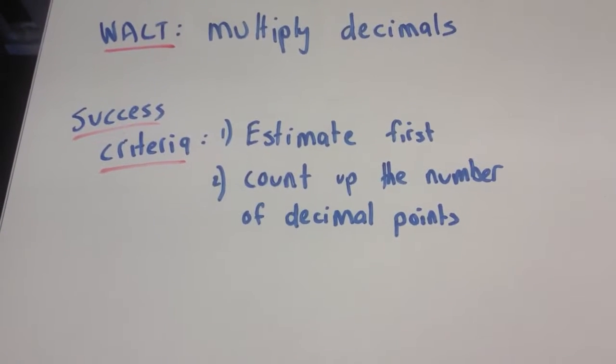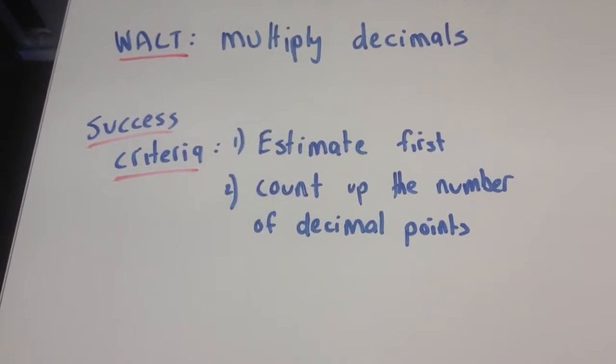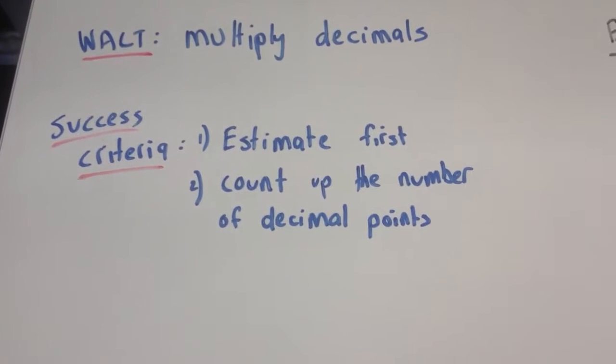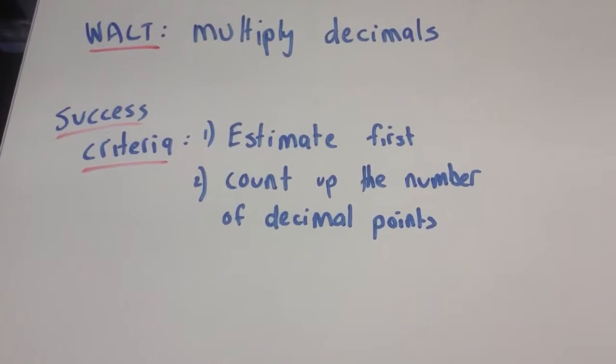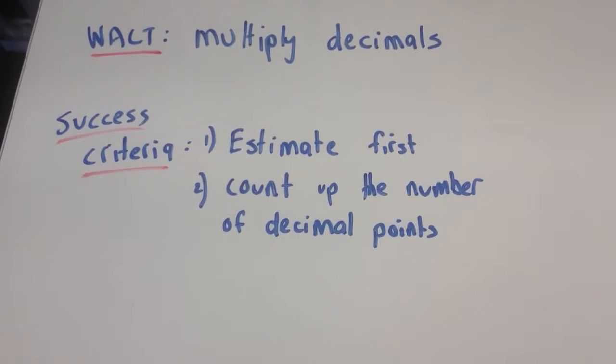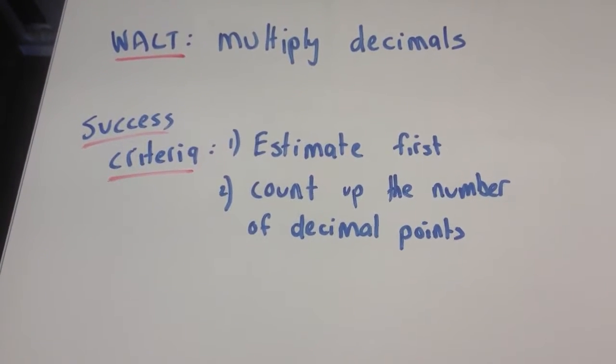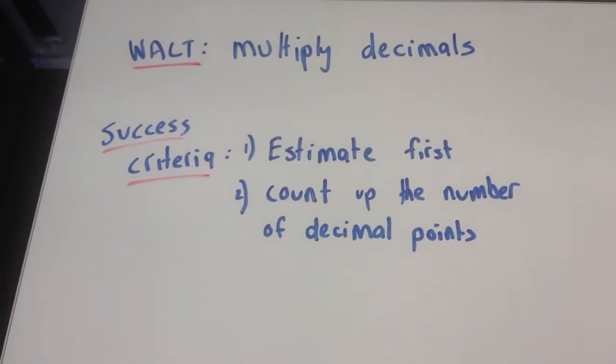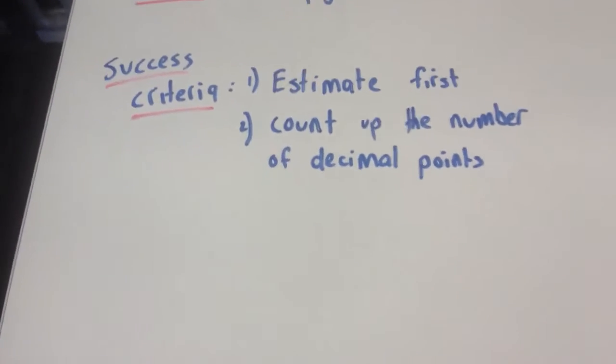And the second thing we need to do when you're multiplying decimals is you've got to add up the number of decimal points. And that way you put them back into your final answer. So it's a little different from adding or subtracting decimals, but I'll show you how. So let's have a look at an example here.